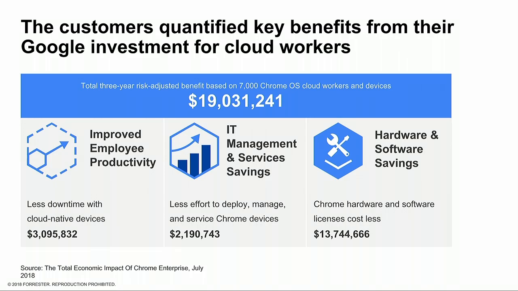Hardware and software savings was the third, and quite honestly, the largest benefit that we saw. These Chrome devices were about 1/3 of the cost of the comparable solutions out there. So they're saving about $1,000 per device. 7,000 devices, that's a lot of money. Now, they're also saving on license costs as well. The license costs are about half as much as what they were previously paying. And so there's quite a bit of savings here over a 3-year period for the hardware and software. About $13.7 million in total.